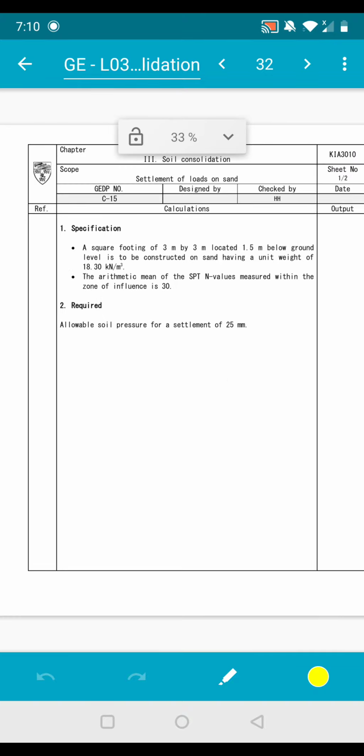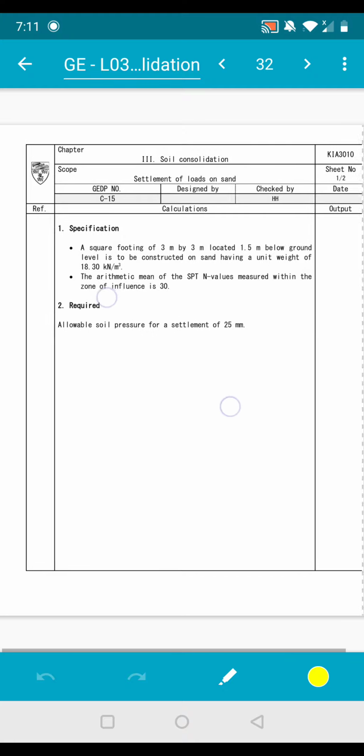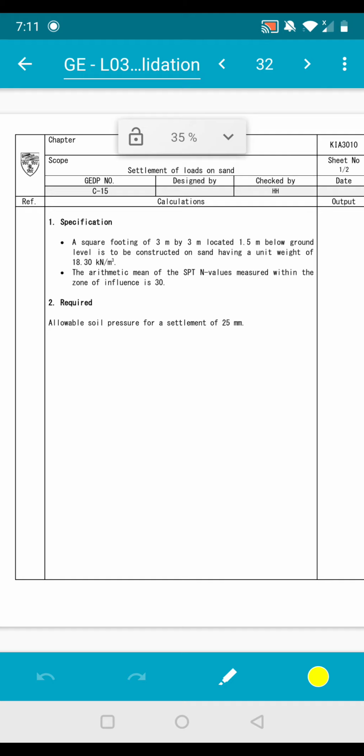Now this is the last, problem 15. This is on the scope of settlement of loads on sand. Previously it was all on clay, now is the first problem on sand. Specification: a square footing of 3 by 3 meter located 1.5 meter below ground level is to be constructed on sand with a unit weight of 18.30 kilonewton per meter cubic. The arithmetic mean of the SPT N value measured within the zone of influence is 30. Please take note of N from an SPT. What is the allowable soil pressure for a settlement of 25 mm?